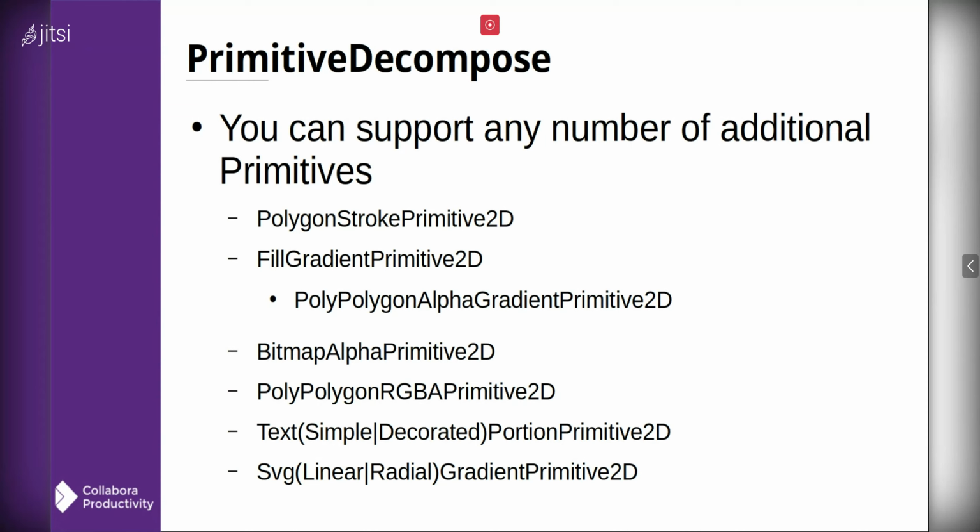Just some examples. Polygon stroke is for patterned lines, fill gradient. We have new stuff like polygon alpha gradient. And that's another big advantage of the primitives. This was not added at the beginning, but I could add it now, and this alpha gradient primitive just decomposes to a fill gradient primitive embedded in a transparence primitive. So all the old stuff keeps compatible and does not have to be touched. Same with bitmap alpha primitive, polygon RGBA primitive, and there you have the text primitive.